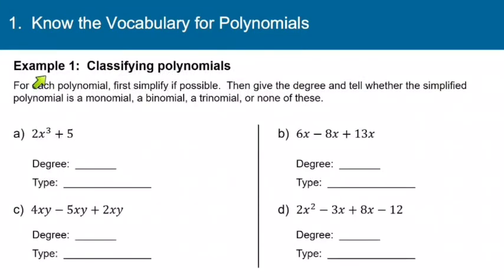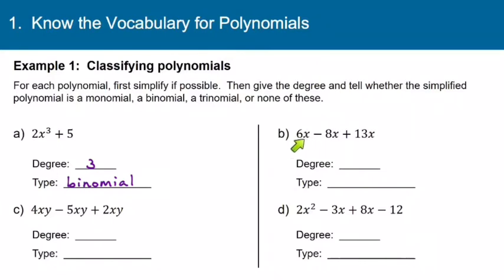So here's example 1, and it says for each polynomial, first simplify if possible, then give the degree, and tell whether the simplified polynomial is a monomial, a binomial, a trinomial, or none of these. Okay, so our first polynomial is 2x to the third plus 5. The first term has a degree of 3, the second term has a degree of 0. Out of those two, the largest is 3, so the degree of this polynomial is 3. And since there are two terms here, this is a binomial.